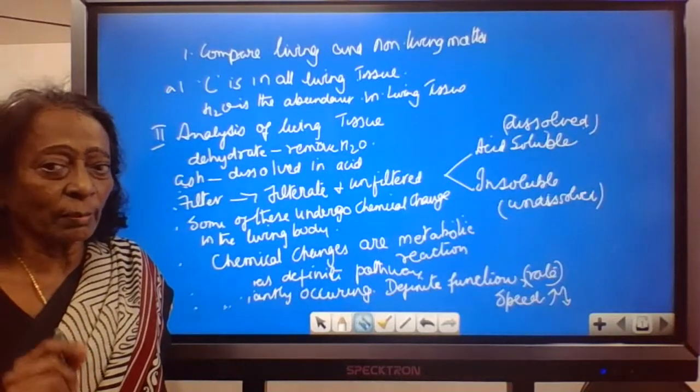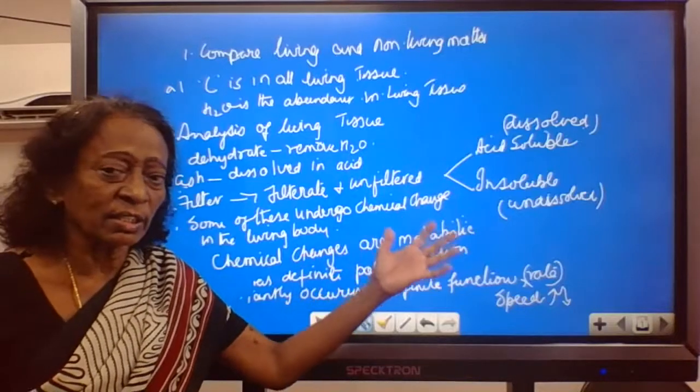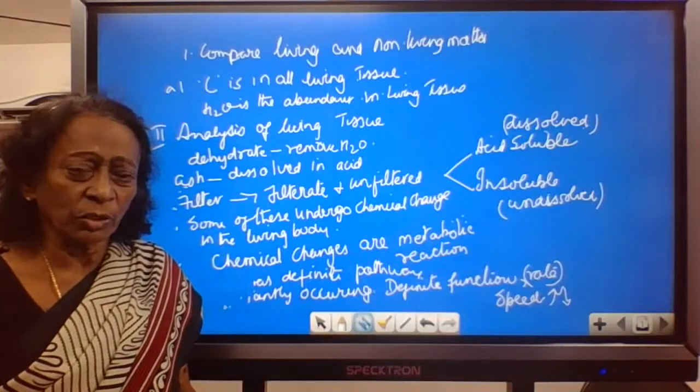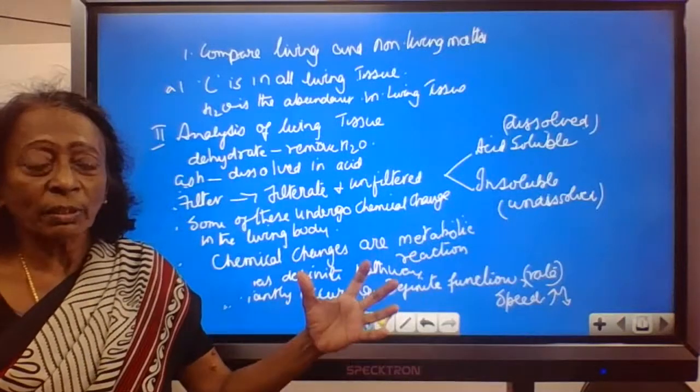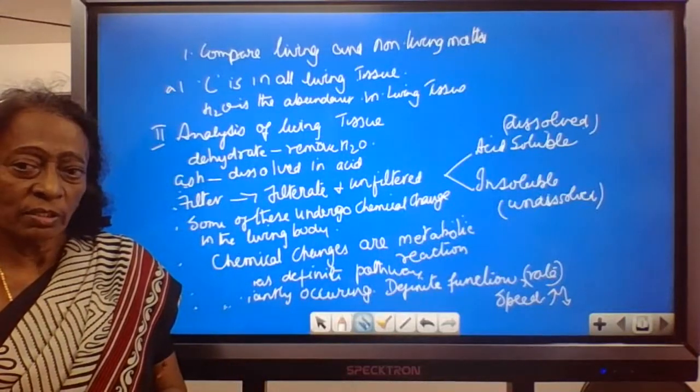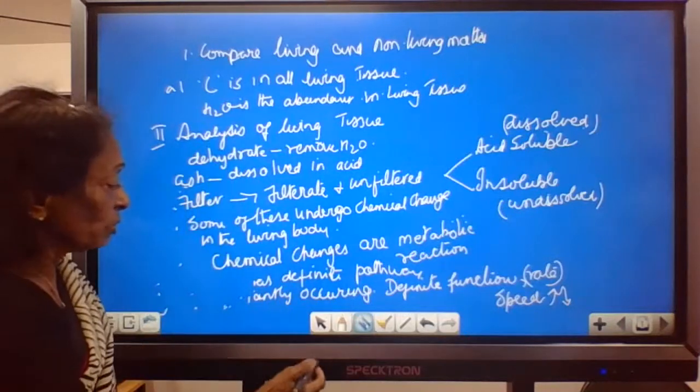Primary metabolites are the chemicals. After analyzing all that is acid insoluble, they came to the conclusion that among these biomolecules, some are primary metabolites and some are secondary metabolites. All right. Now, after this we'll go to the next section.